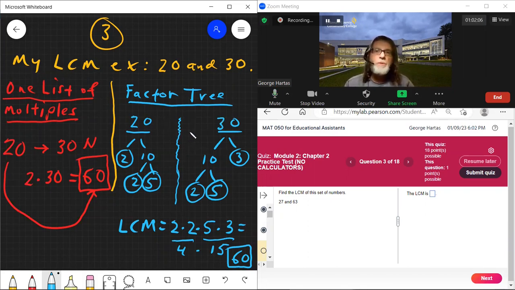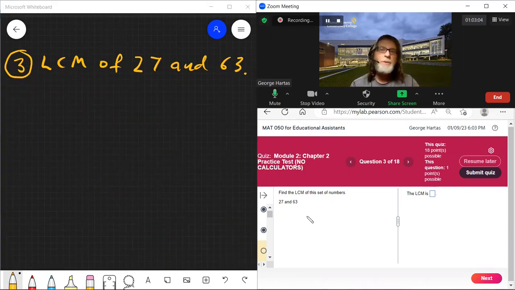All right, so I'm going to erase the board here, and we'll come back and do the original problem. Finding the LCM is very important for addition and subtraction of fractions. In fact, later on, if you get stuck on that step, come back to question 3 for a refresh on how to find the LCM. So question 3 says, find the LCM between 27 and 63. My question to you is, which do you think would be more appropriate: the one list of multiples or the factor tree technique?